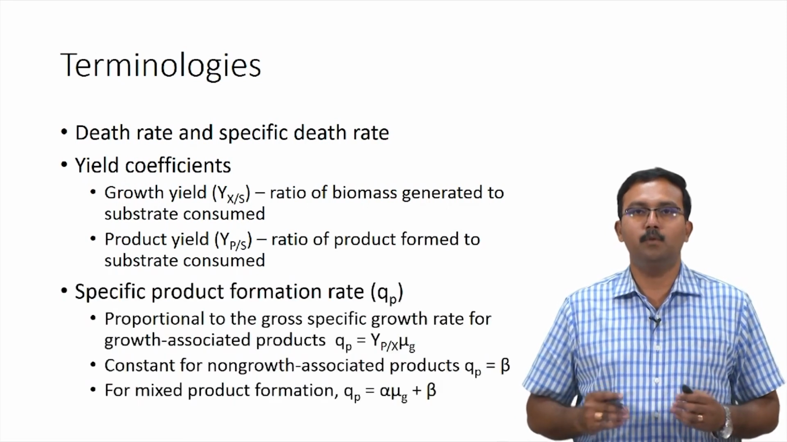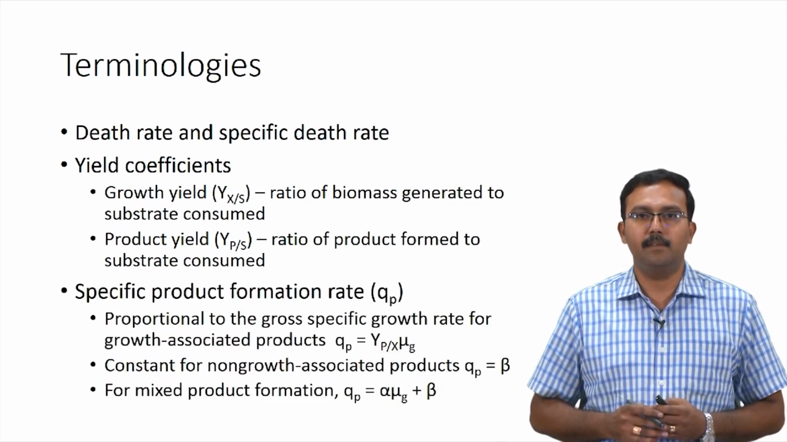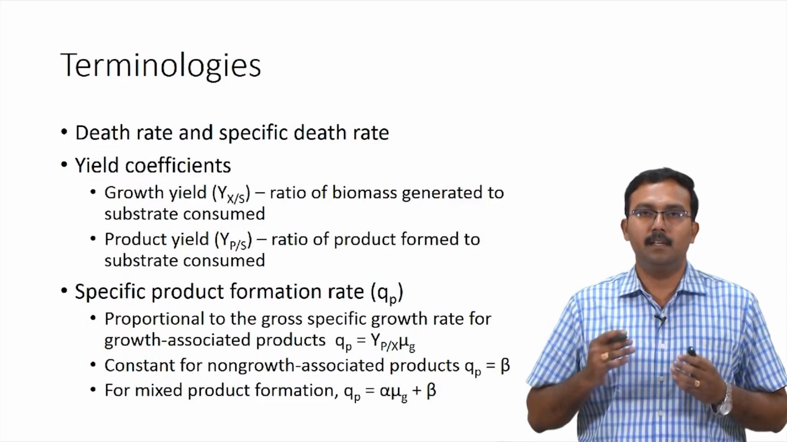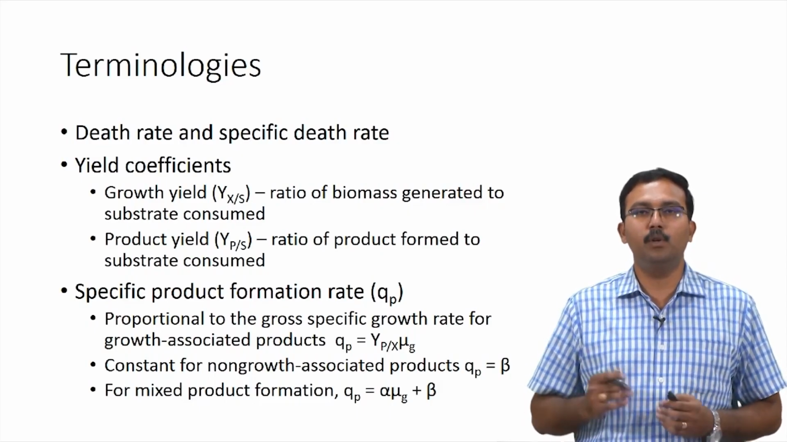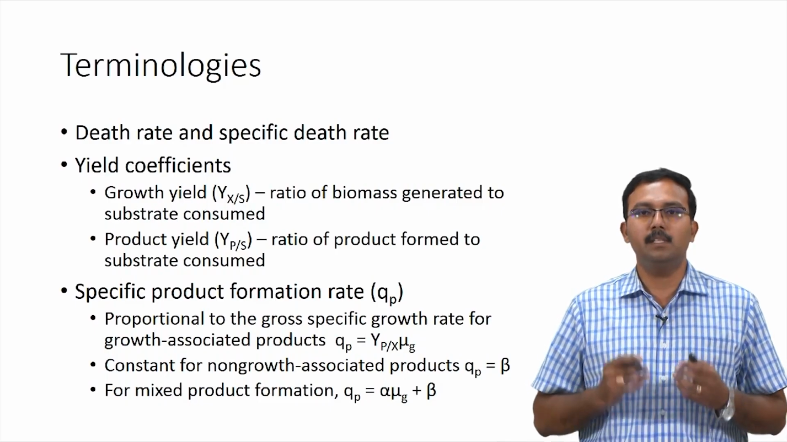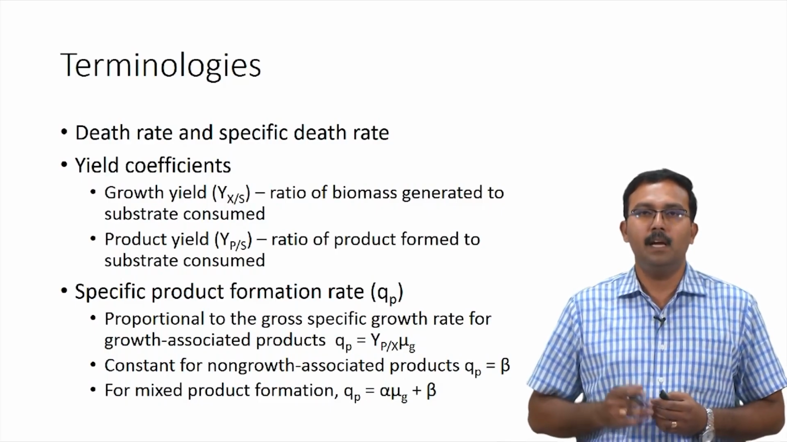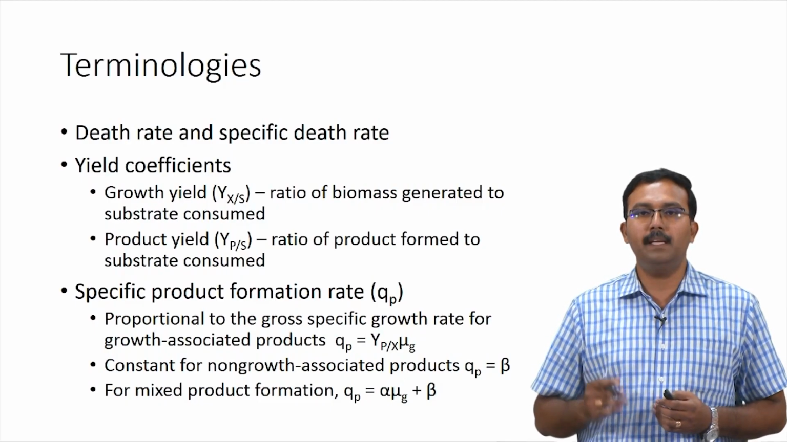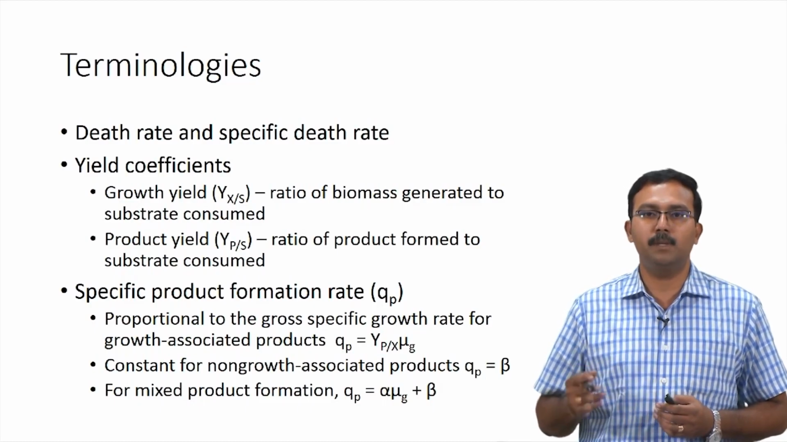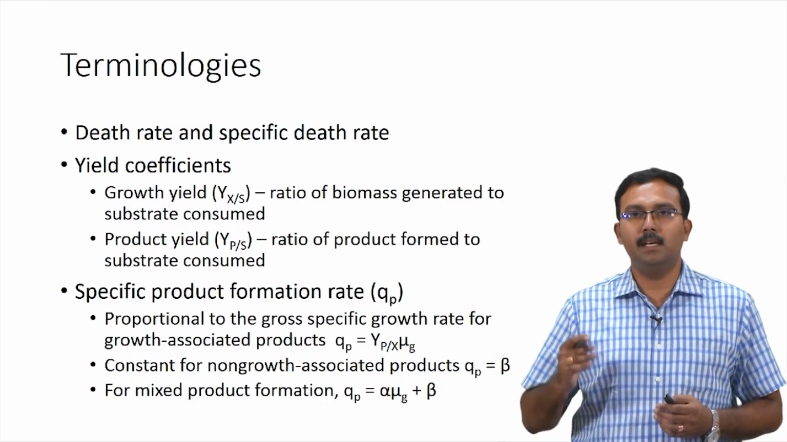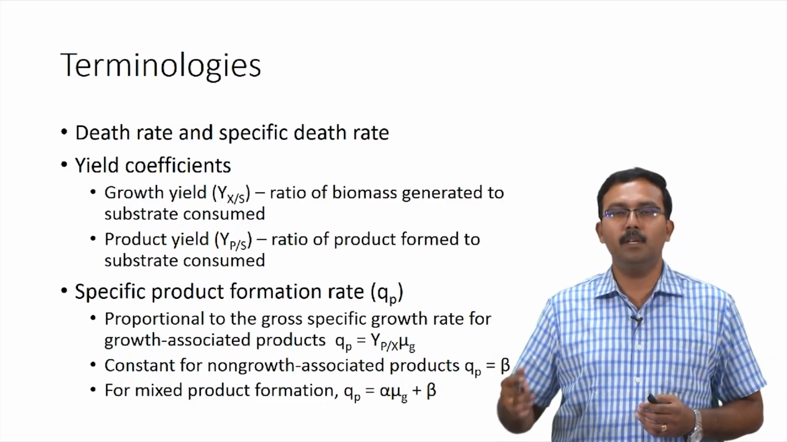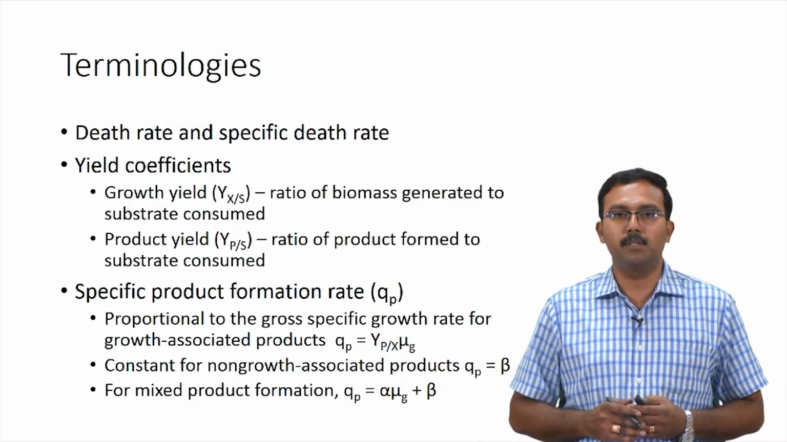You also have a term called specific product formation rate. This is directly proportional to the gross specific growth rate for growth associated products. So this is usually represented as Qp, and this Qp is equal to Ypx times mu g for growth associated product formation. Ypx is the yield of product per unit biomass which is produced.